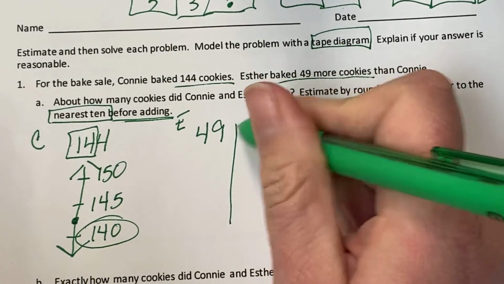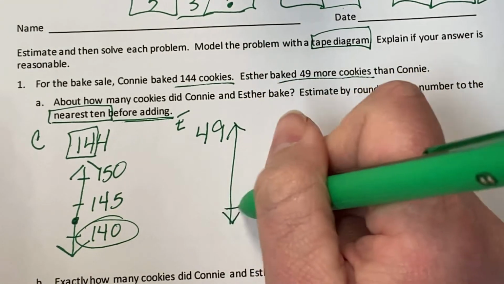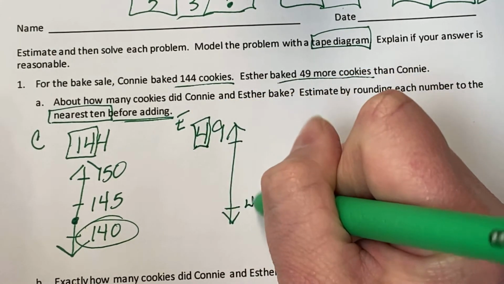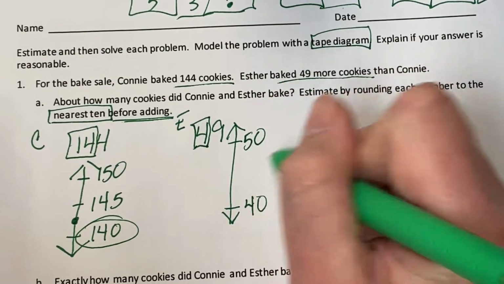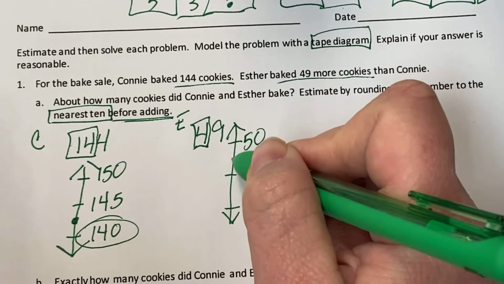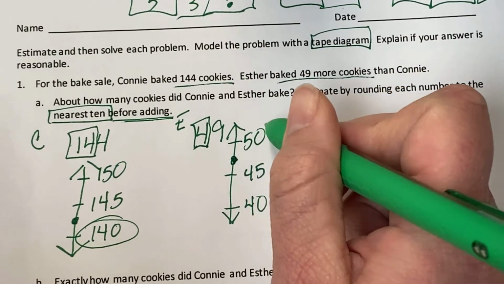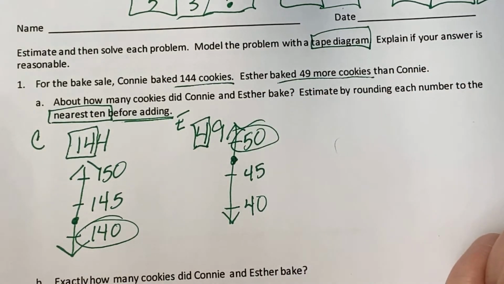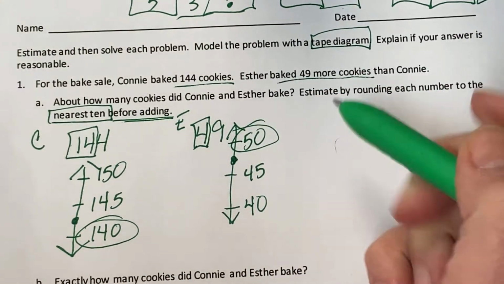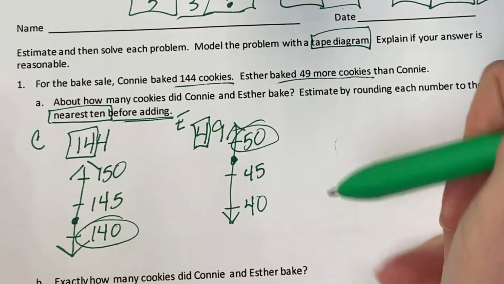If I draw the vertical number line here for 49, how many tens do I have? Well, I have 4 tens. One more 10 is 5 tens. Halfway in between is going to be my 45. If I put that onto the vertical number line, it's going to be placed here, and 50 is going to be here. But I am not done because I just rounded. Now I have to add those two.